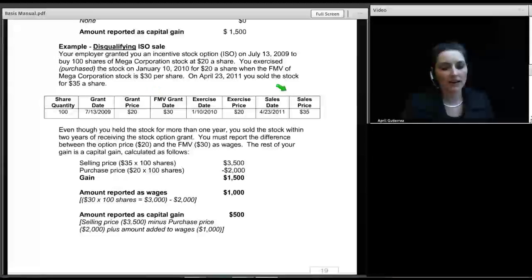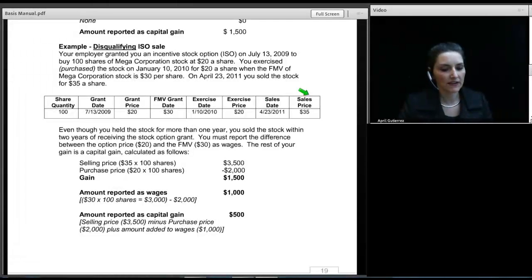When I sell, I'm selling it for $35, but for cost basis purposes, my cost basis will be this $30. And how do I arrive at a cost basis of $30? Well, I take what I pay, I add the extra amount included in my wages as income, and that gives me my basis. And then I sell for $35 a share. That gives me a profit.